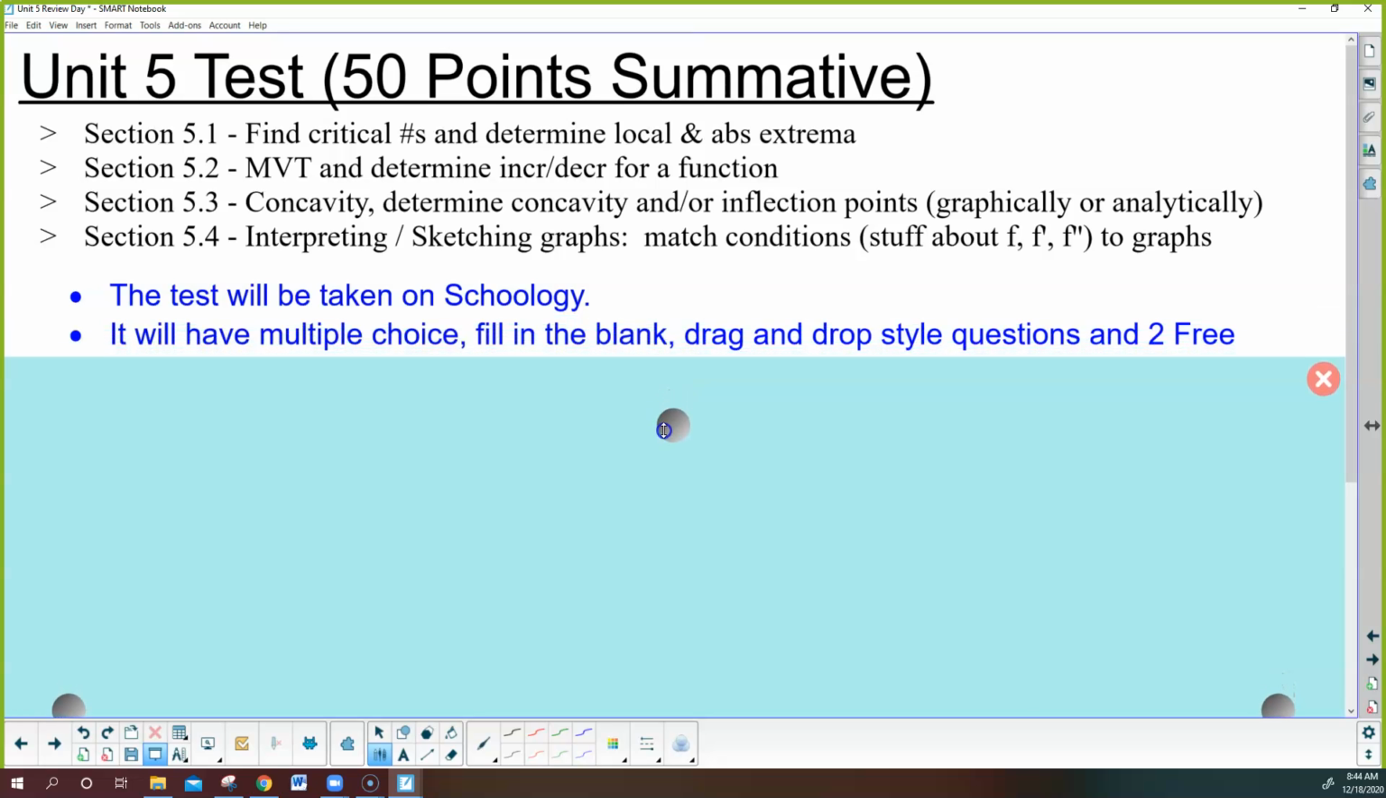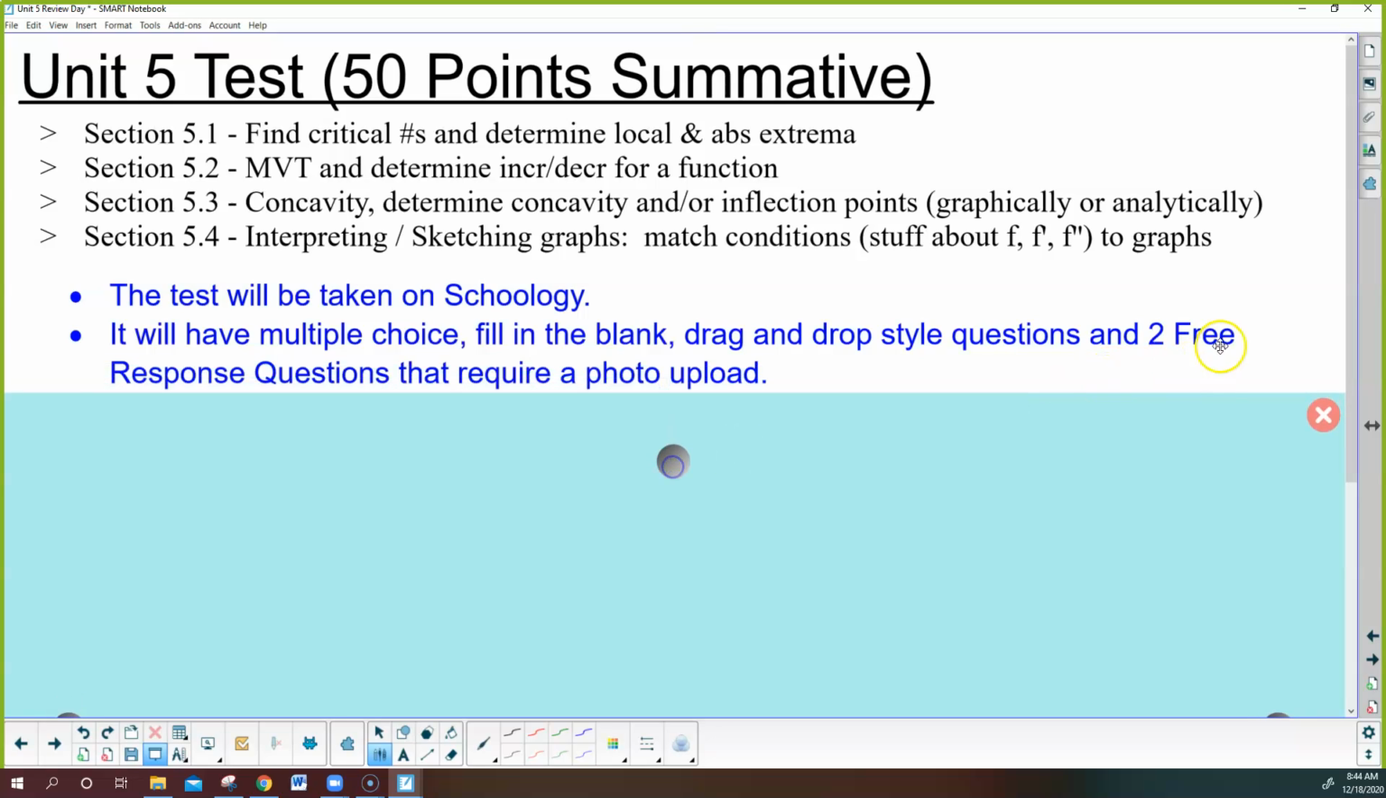So test is on Schoology. You're going to have a combination of multiple choice, fill in the blank. There's some drag and drop style questions. There are actually 3 file upload problems, not 2. That means you're going to have to submit that image to Schoology for each question. And the reason why we do that is because you're going to have to do that on the AP test if we take it online. So we got to practice that.